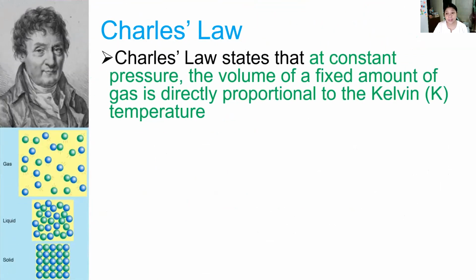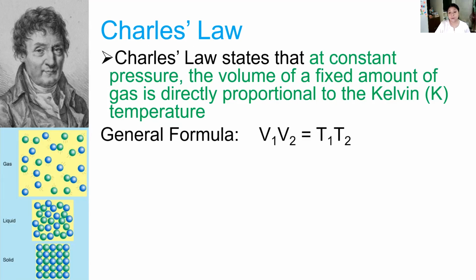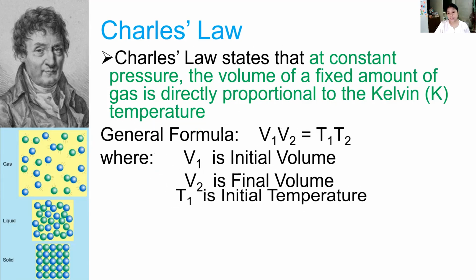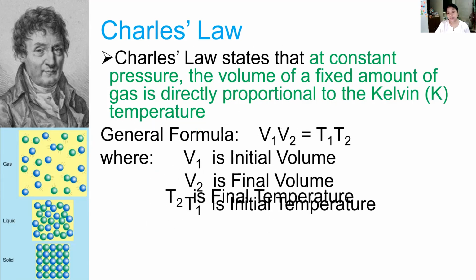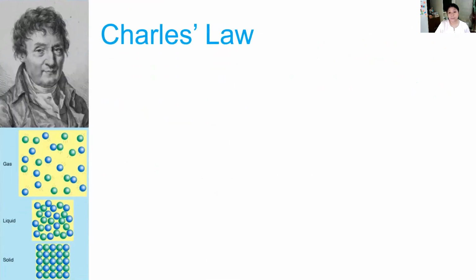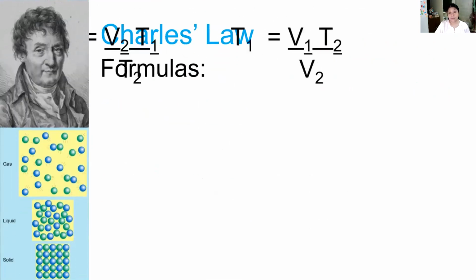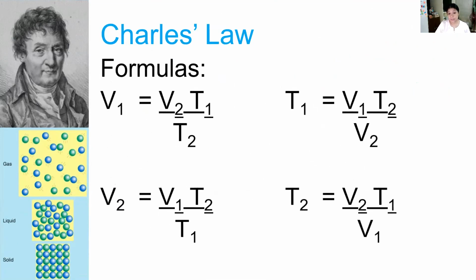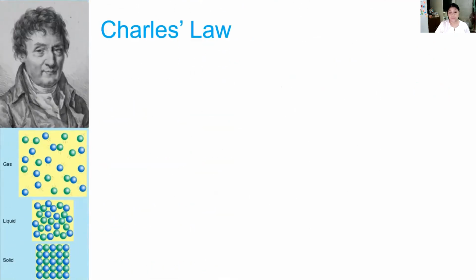He stated that at constant pressure, the volume of a fixed amount of gas is directly proportional to the Kelvin temperature. The general formula is V sub 1 over V sub 2 equals T sub 1 over T sub 2, where V sub 1 is the initial volume, V sub 2 is the final volume, T sub 1 is the initial temperature, T sub 2 is the final temperature. The formulas in getting V sub 1 and T sub 1. The formulas in getting V sub 2 and T sub 2.